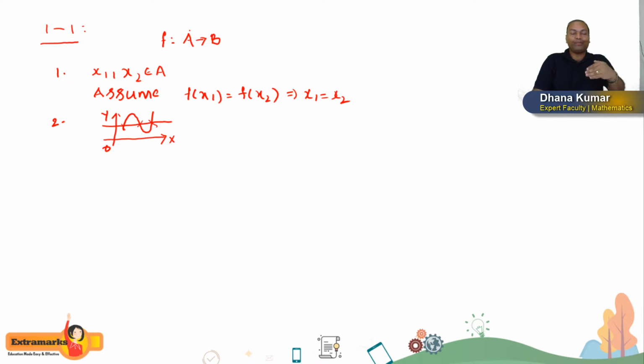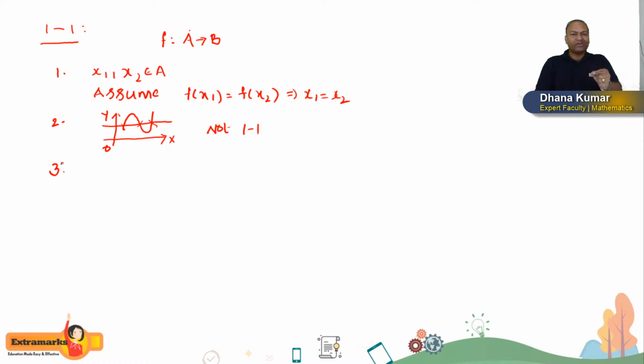So draw a line parallel to the x-axis; if it cuts the given curve at more than 1 point, then the function is not 1-1. Otherwise, if the line meets the curve at most at 1 point, then the function is 1-1. This is another method. This method is easy only if you know the graph of the given problem.